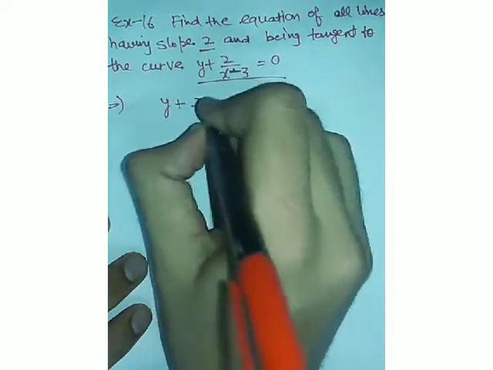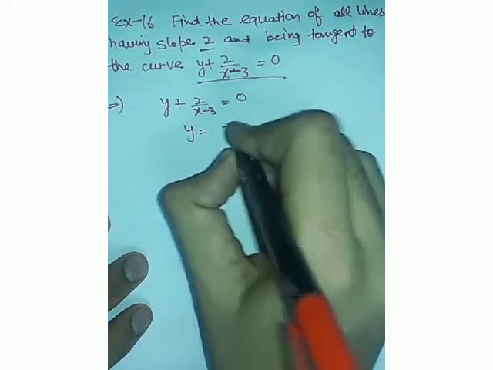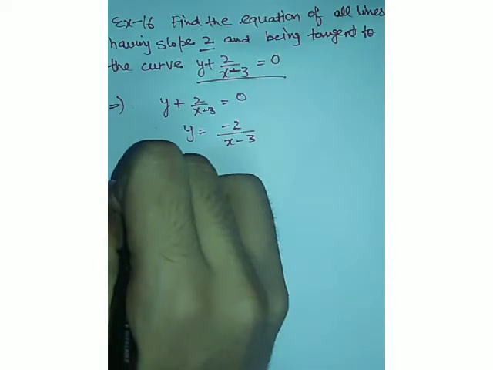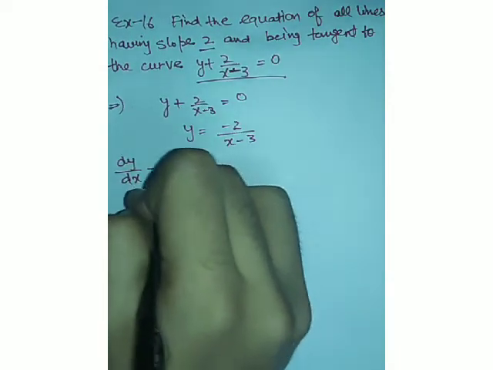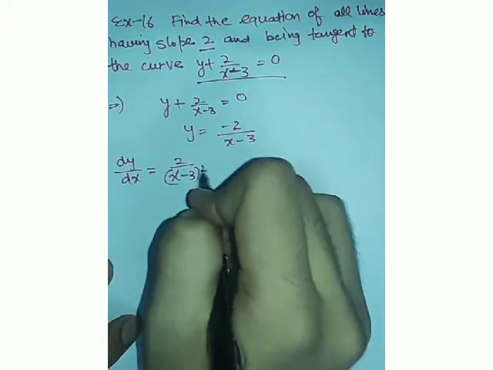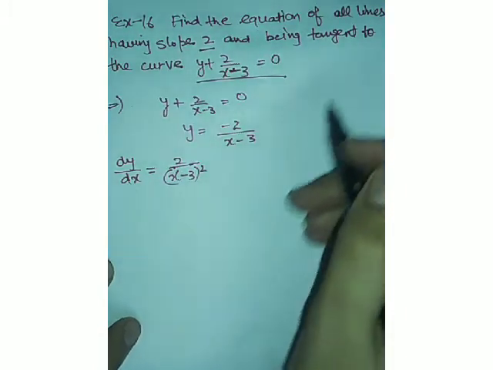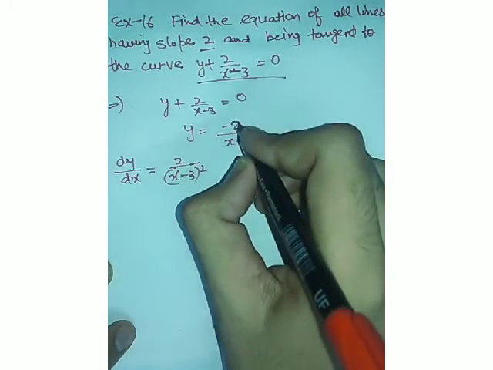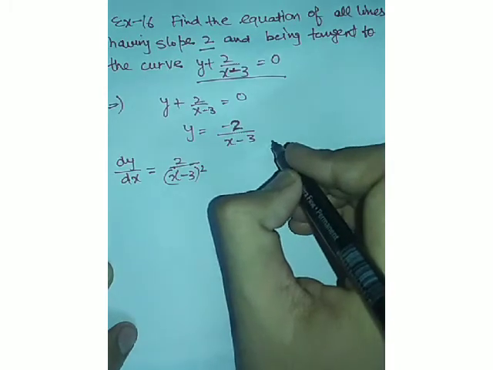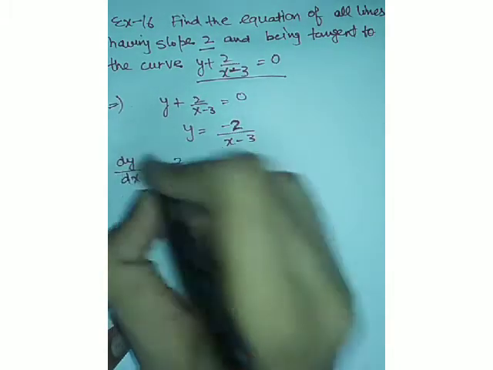So y plus 2 upon x minus 3. Firstly, we have to find the value of y. You will get y is equal to minus 2 upon x minus 3. So how to find slope? You know, differentiate this equation. After differentiating, you will get 2 upon (x minus 3) square. Now this is a simple concept of differentiation that we have discussed in the videos of the chapter differentiability. So if you don't understand how this is differentiated using u upon v, you can go and watch those videos. All right, and then come back.